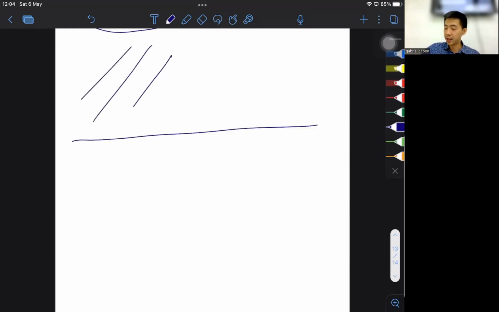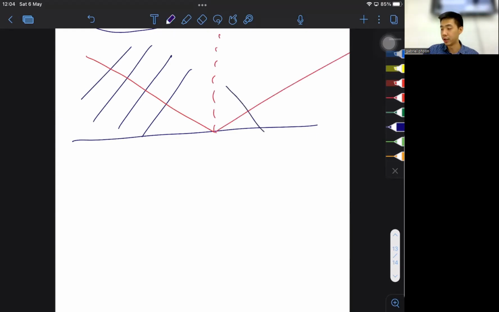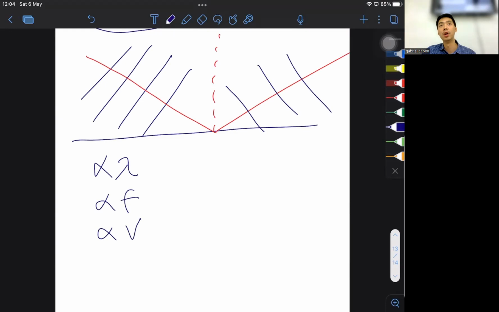Let's say I have waves coming in this direction here. All you need to do is draw the direction of the wave coming in from the wave fronts. You can even draw the normal and then measure this, and then you could draw this. Make sure when reflection happens, the wavelength doesn't change, the frequency doesn't change, and also the speed doesn't change, in accordance with the V equals F lambda formula.